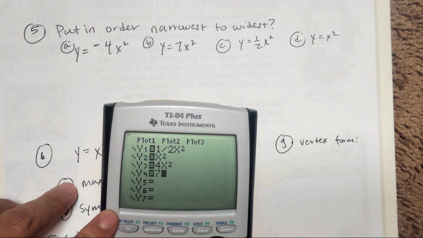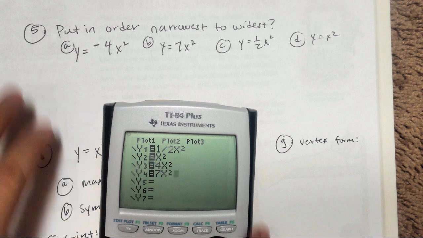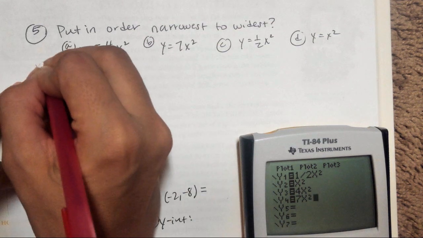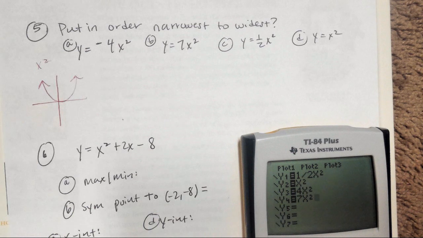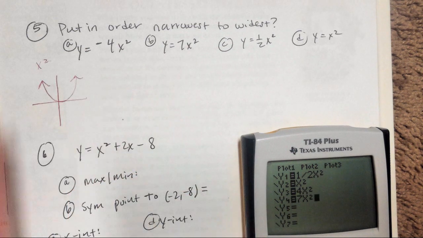And then you have 7x squared. So I plug those in my calculator, but before I even graph them, I want to think a little bit logically. Like, what do I think is going to happen? If you remember your basic x squared parabola, your parent function looks like this, right? When you have a number in front, the bigger the number gets, it's a vertical stretch.